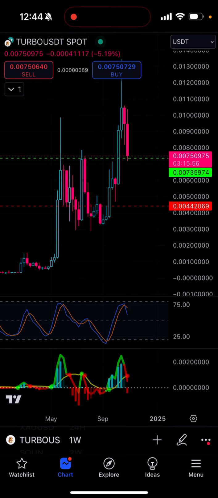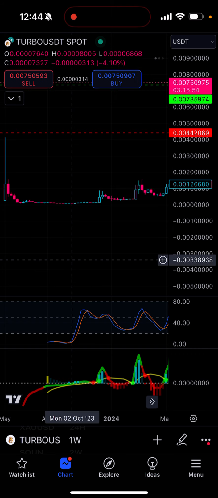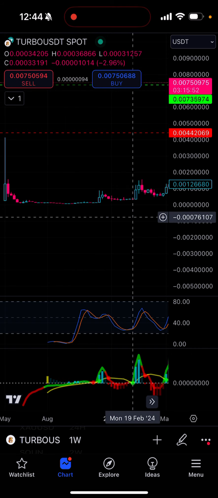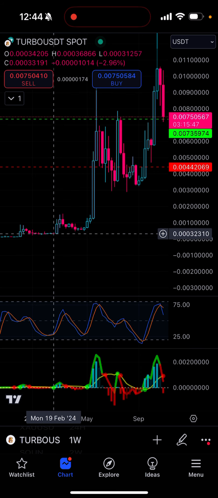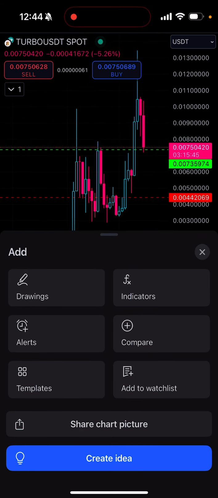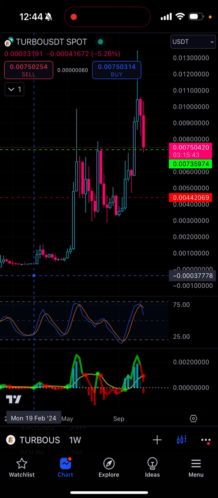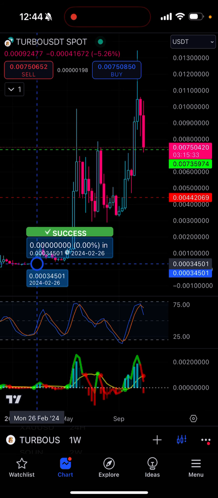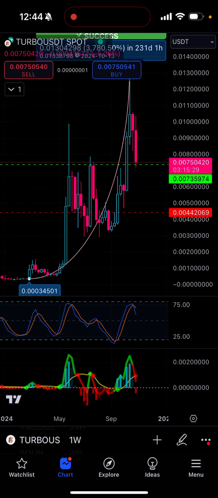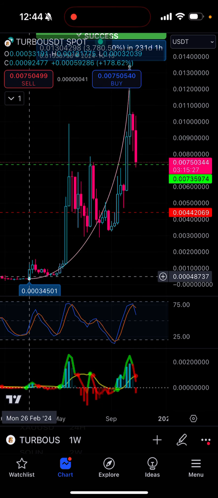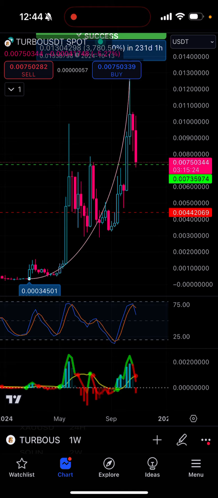Here we go, right? You would have been buying Turbo back here. Your first time buying Turbo would have been right here at this level, at like 0.00003 or something, right? You would have bought this one, Turbo, at the close of 0.000003. There you go, right? You would have bought this back in February 2024, earlier this year.